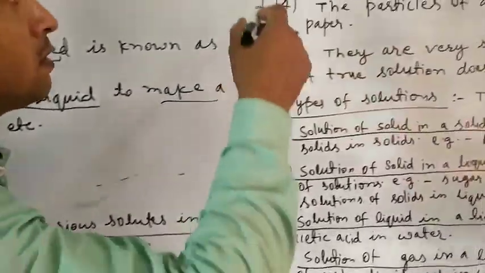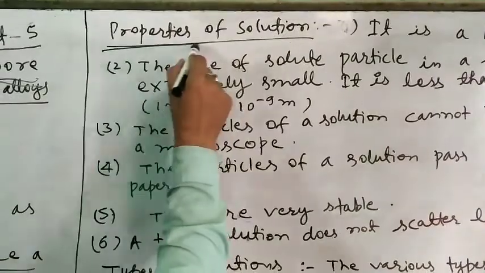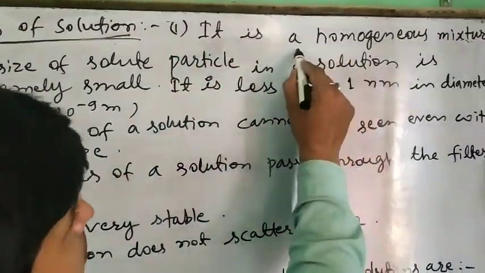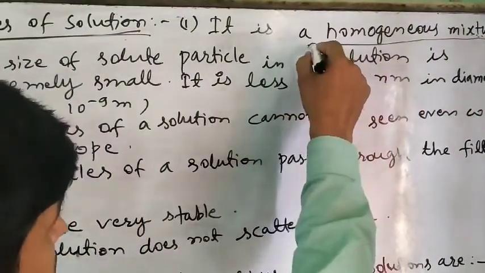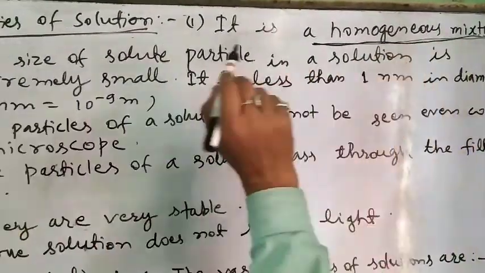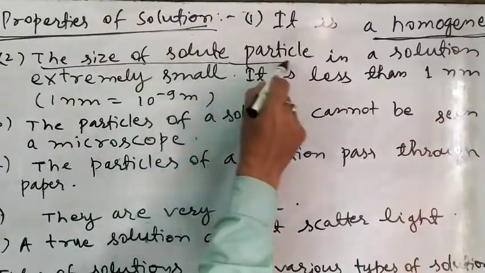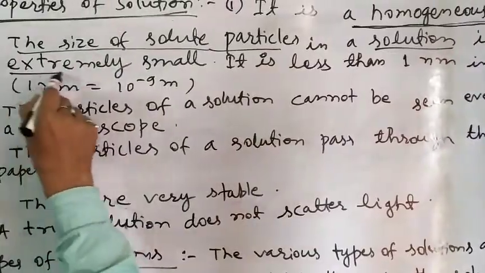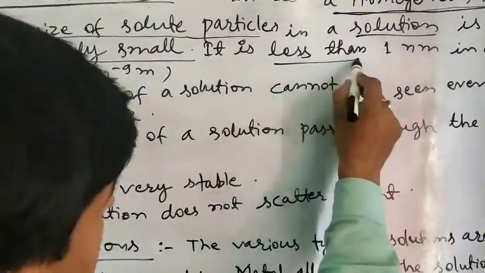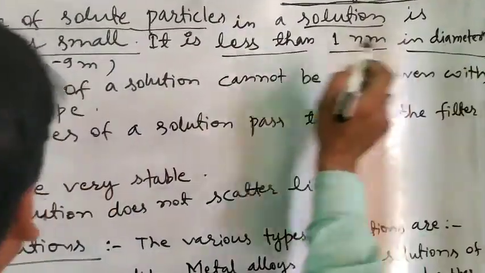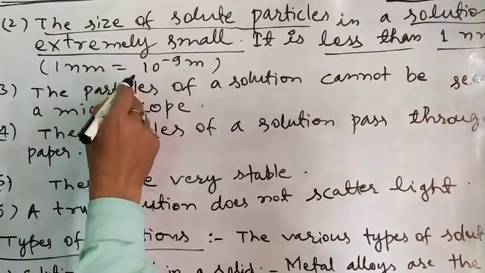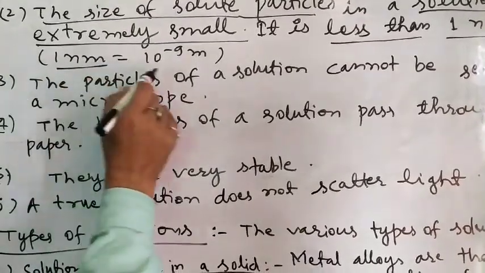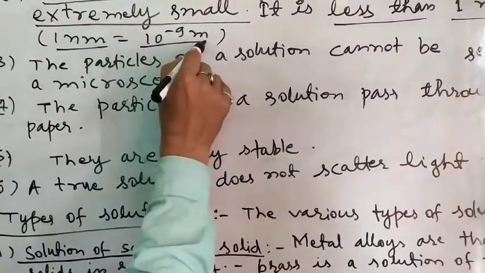Now we have to know about the properties of solutions. What are the properties of solutions? First, it is a homogeneous mixture. Solutions are homogeneous mixtures. The size of solute particles in a solution is extremely small. It is less than 1 nanometer in diameter. That means it is very small. The measurement of 1 nanometer is equal to 10 to the power minus 9 meter.